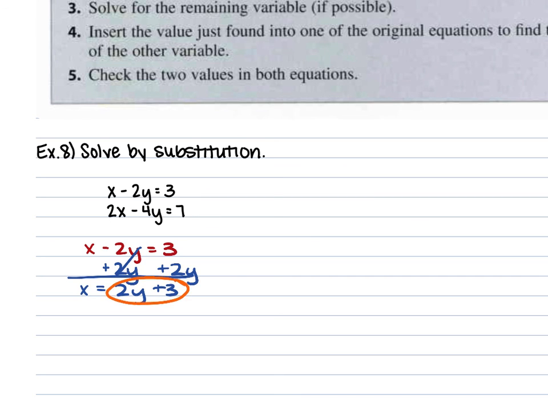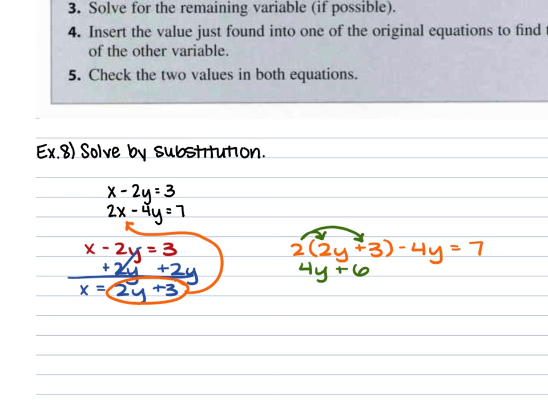Because x is equal to 2y plus 3, I'm going to plug this in for x in the opposite equation. So this is going to give me 2 times (2y plus 3) minus 4y is equal to 7. From here, we can distribute that 2. This is going to give us 4y plus 6 minus 4y is equal to 7. That 4y minus 4y cancels out, so we just have 6 is equal to 7. That is not a true statement. It's a false statement, so we have no solution for this one.